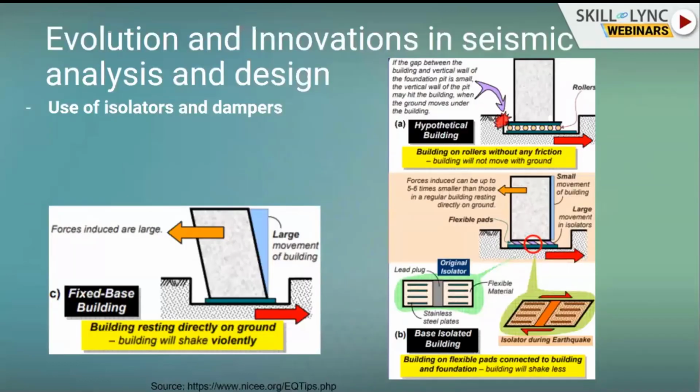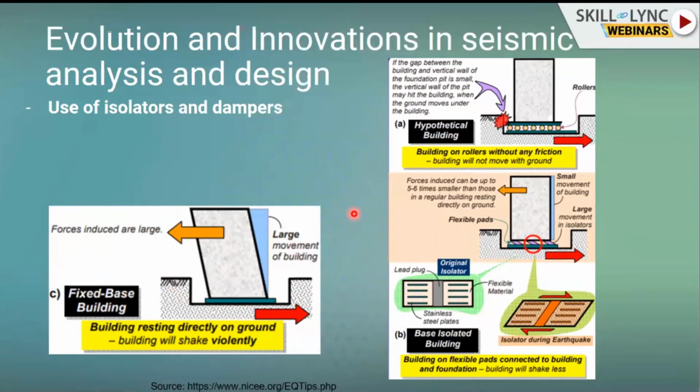And the new evolutions and innovations that have happened in seismic analysis and design. So to touch base on that, when you have a building that we normally design, you have a fixed base. There is your foundation in green, and then you have your building system at the top. When an earthquake force occurs, the building shakes violently on the sides, and there's a large movement that we can see. So we are basically designing for this phenomenon over here.